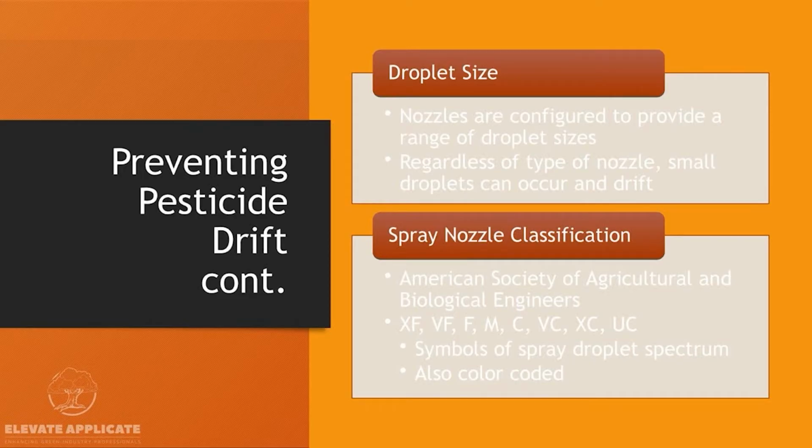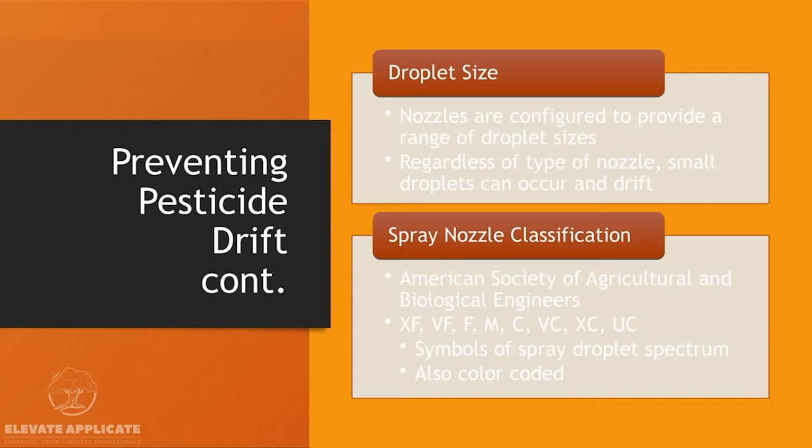Droplet size. Nozzles are configured to provide a range of droplet sizes. Regardless of the type of nozzle, small droplets can occur and drift. So even if you have it on a very thick setting, you're still going to get small droplets that come off of that. There's various different spray nozzles, and they're classified based on what they are and how they emit liquids.